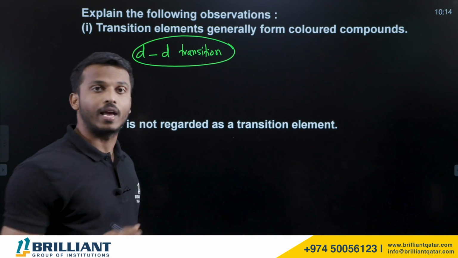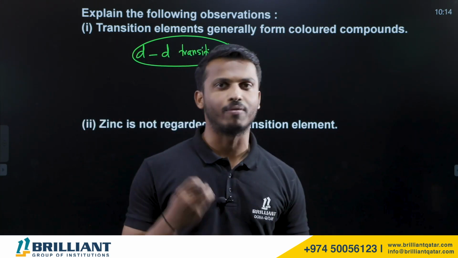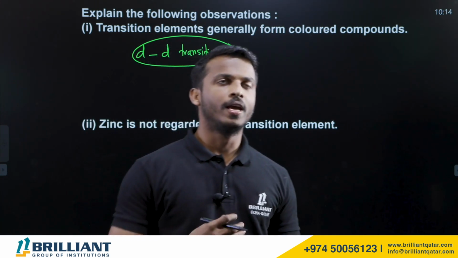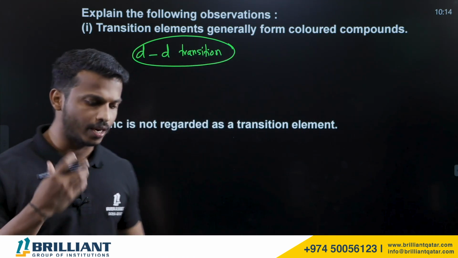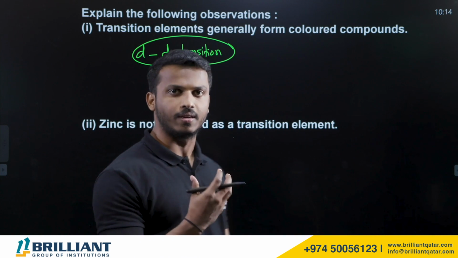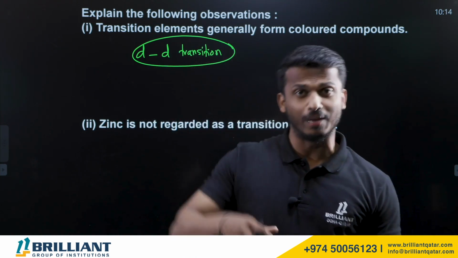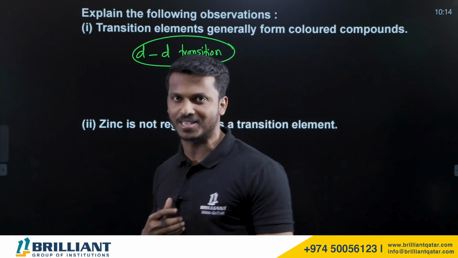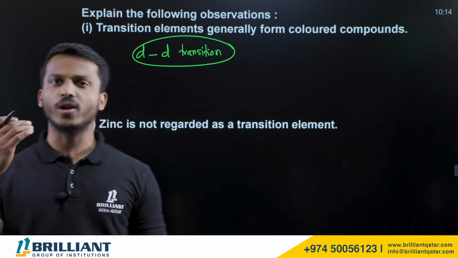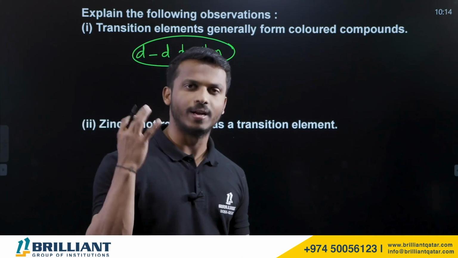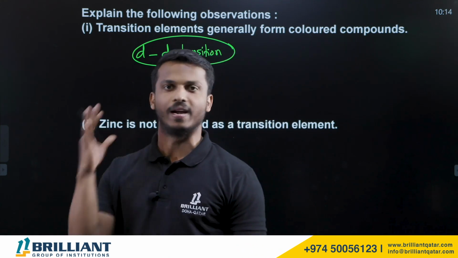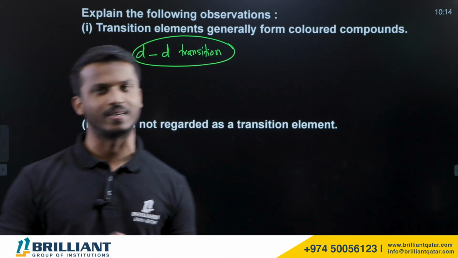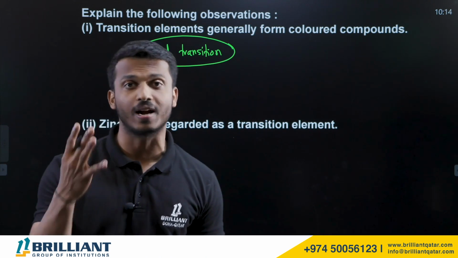Most of the d block elements, or transition elements, have unpaired electrons. Zinc, cadmium, and mercury are d block elements but are not considered transition elements. You know the reason. In order to show color, the element or ion should contain at least one unpaired electron.